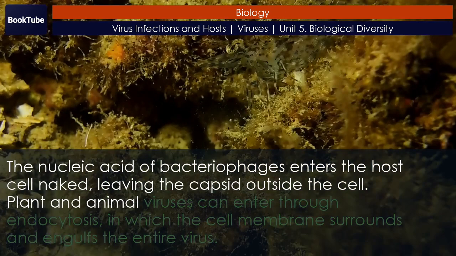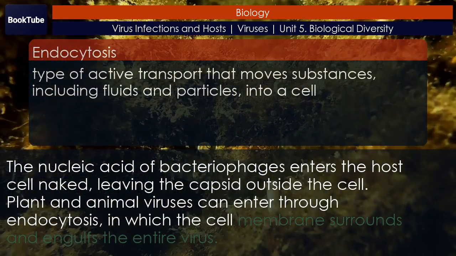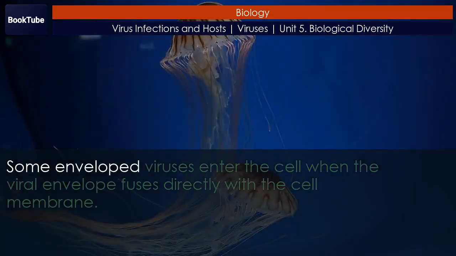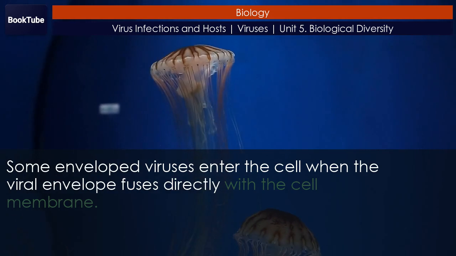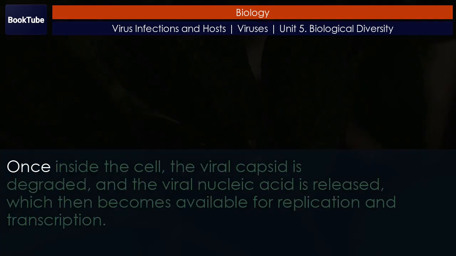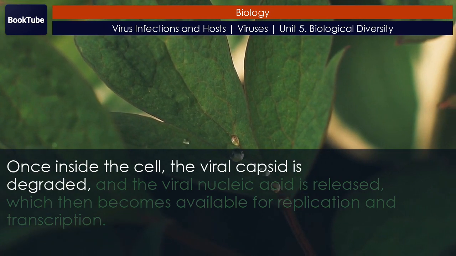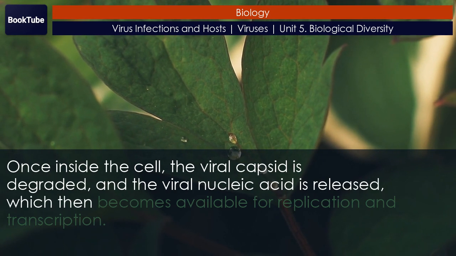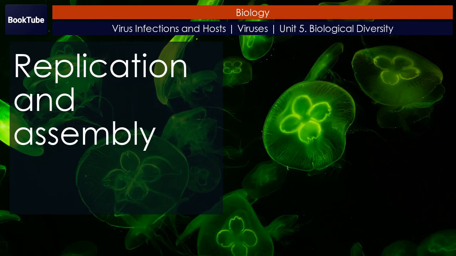Plant and animal viruses can enter through endocytosis, in which the cell membrane surrounds and engulfs the entire virus. Some enveloped viruses enter the cell when the viral envelope fuses directly with the cell membrane. Once inside the cell, the viral capsid is degraded, and the viral nucleic acid is released, which then becomes available for replication and transcription. Replication and assembly.